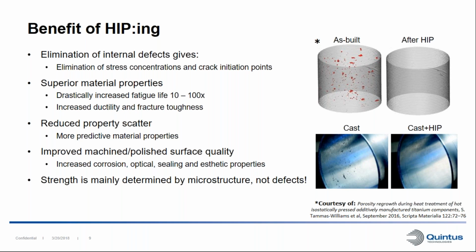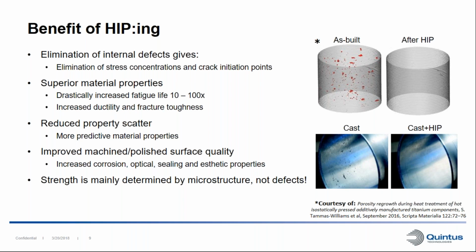We can also see improved quality in machined and polished surfaces. We can see an example here on the right. In this picture on the left, we have an as-cast ingot that has then been machined. And as we can see, we have a revealed internal porosity in the surface here. So this is not very good. On the right here, we have the same type of casting, but we have HIPed it before machining. And here we can see a virtually perfect surface.